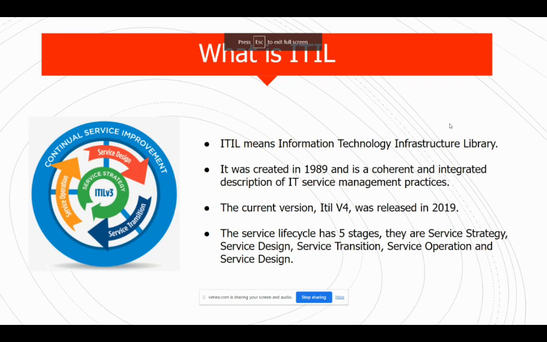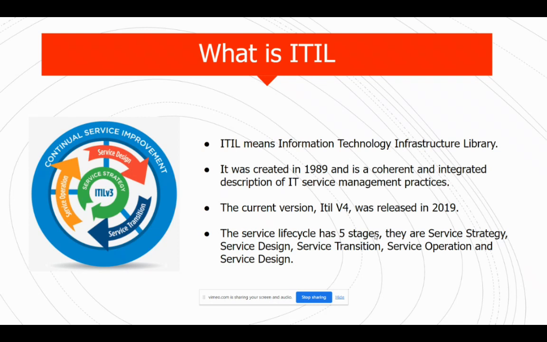Let's talk about ITIL. What is ITIL? ITIL is a framework that manages IT services, and ITIL means Information Technology Infrastructure Library. It was created in 1989, and today it is used by thousands of companies. The current version, ITIL version 4, was released in 2019.